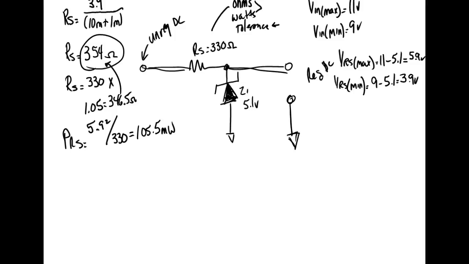Okay, so what else do we need now? Well, what we need to do is calculate and make sure we don't exceed the wattage rating of the Zener. Okay, so we've chosen the right resistor. Now we're going to make sure we don't exceed the wattage rating of the Zener. So power in the Zener, which formula are we going to use? We're going to use V times I, the main formula that all other formulas came from.